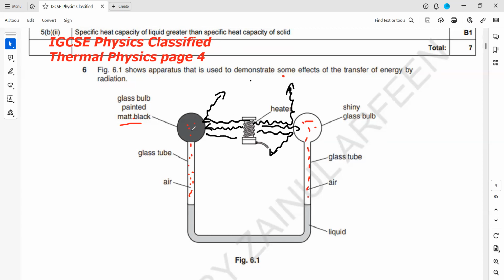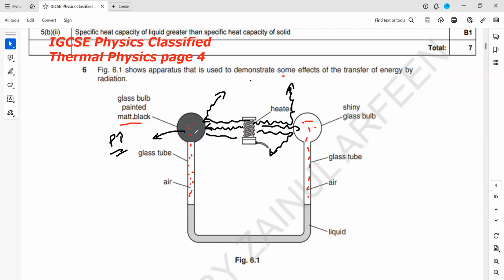So as a result, what will happen? The air in the dull, matte black bulb will be at a high temperature. When this air is at high temperature, it will exert more pressure because the particles will move faster. And here, the temperature will be lower. As a result, the particles will move slower. So what will happen to the levels?